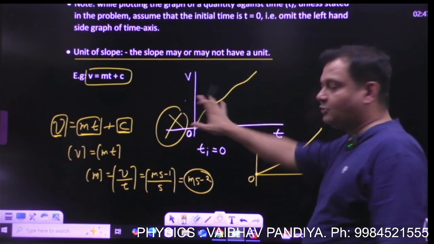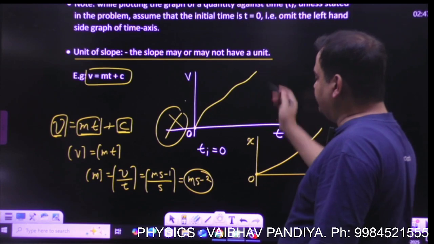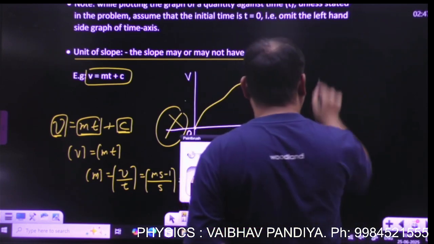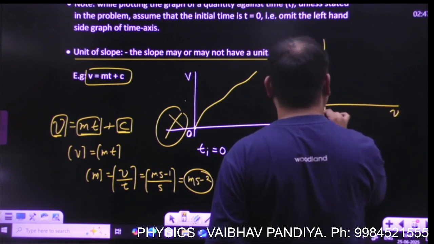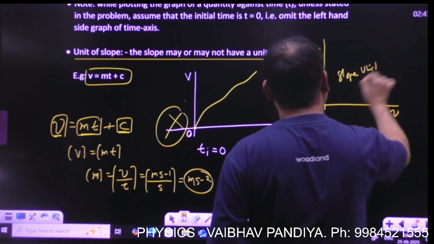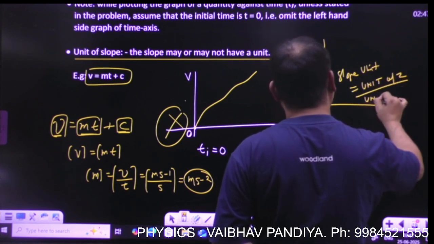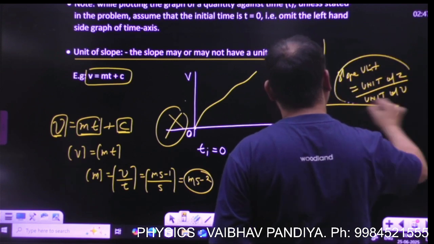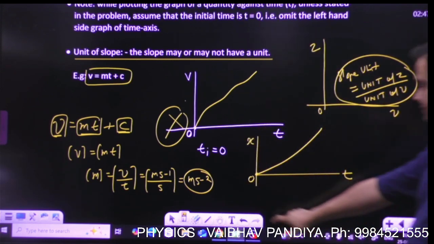So when you are dealing with physical quantities, always remember slope may or may not have a unit. Whenever you are plotting two quantities, say this quantity is z and this quantity is v, anything, then the slope unit will be unit of z by unit of v, vertical unit divided by horizontal unit. So remember these two things.